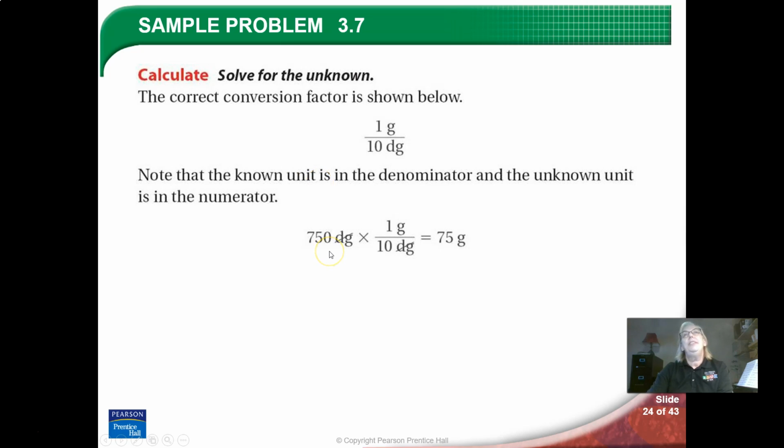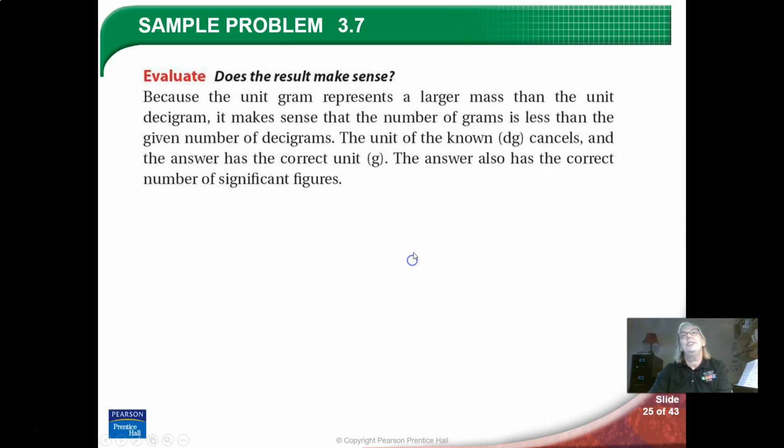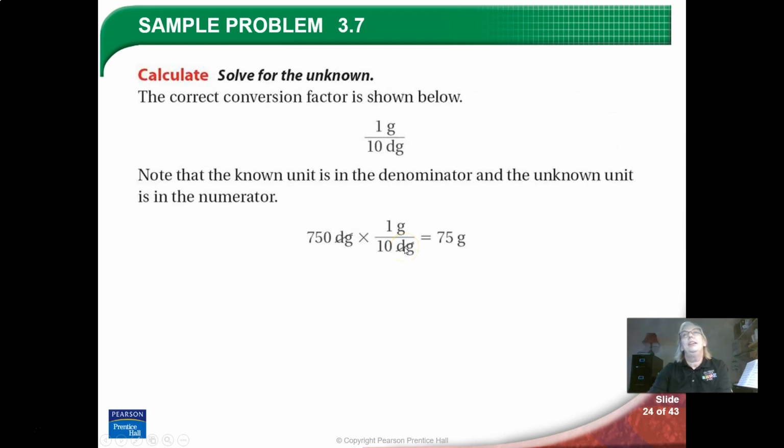So I'm going to start with the decigrams, 750, and then decigrams are here, so I have to put it down below on the next step. So it has to go down here. Sorry, it has to go in there on that step, and then I know that for every 10 decigrams I have 1 gram, so decigrams cancel out, and I'm left with grams. So 750 divided by 10 is 75, and that's my answer. I changed to grams, which is what I wanted to do.